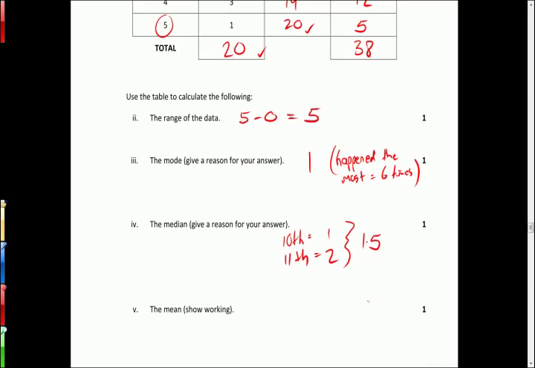Give a reason for your answer? Well, that working is a reason. I didn't just write 1.5. The reason is because the 10th is 1, the 11th is 2.